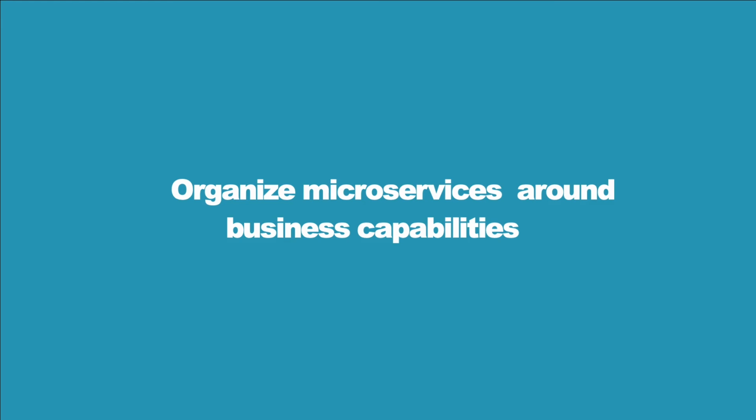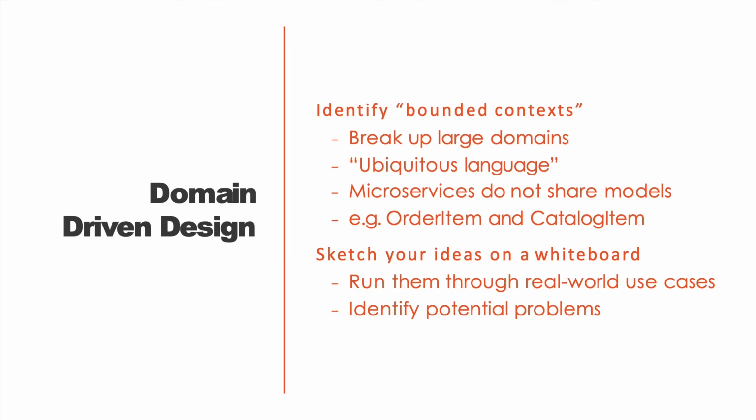Microservices should be organized around business capabilities, and here we can touch base on domain-driven design. After you identify a bounded context, which means breaking up a large domain, you have a ubiquitous language, which means that business line people and developers should speak the same language, and the developer should adapt to the business line language. So microservices do not share models. We saw that with an example of order item and catalog item.